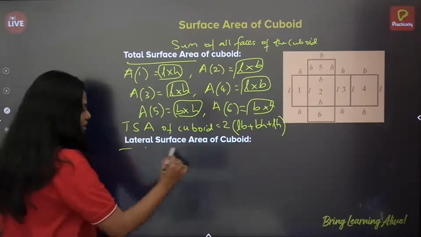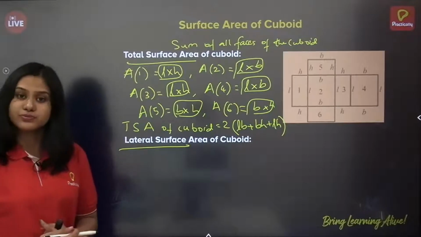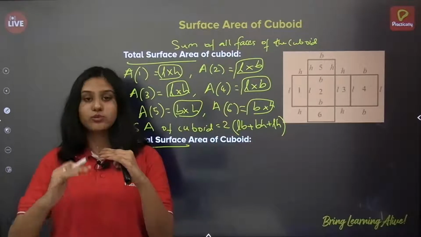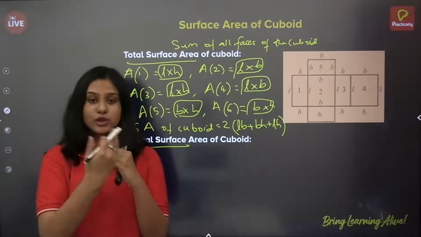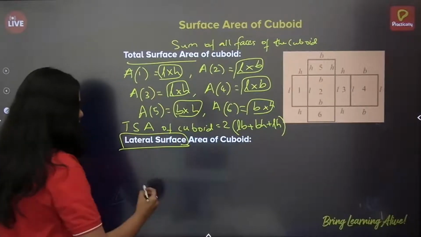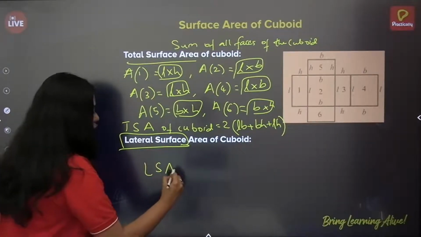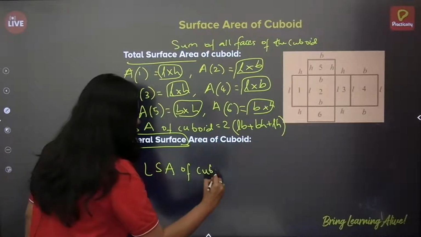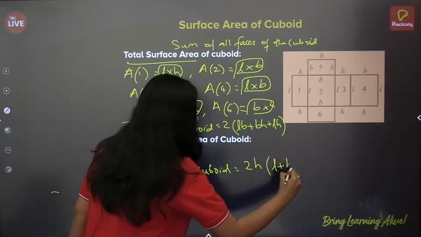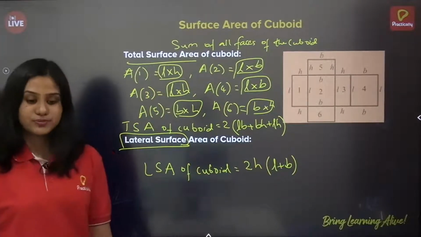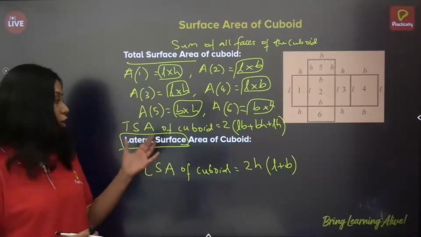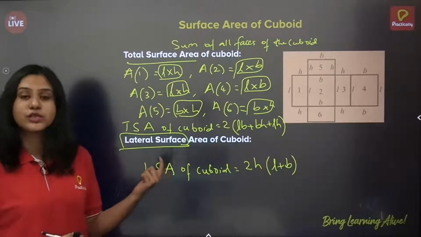But how about lateral surface area? What does it even mean? So when you take a cuboid, when you remove the top and the bottom one and only calculate the surface area of this side, dimension, then it is called lateral surface area. So lateral surface area or LSA of cuboid is equal to 2H(L plus B). Alright. So these are the formulae of the cuboid, that is TSA and LSA of cuboid.